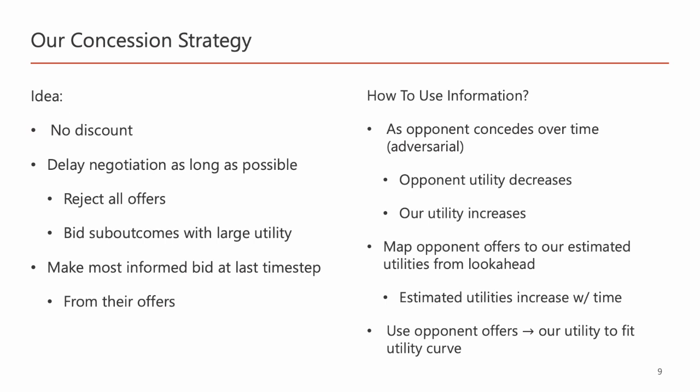But how do we use this information? As the opponents concede over time, they're going to offer bids of decreasing utility. We're also going to make the assumption that the opponent is adversarial, so as the opponent's utility decreases, our utilities will increase. We're going to map the opponent offers to our estimated utilities that we obtained from the look-ahead. What we should see is that our estimated utilities should increase with time according to the bids that they are offering. And we'll use the opponent offers to map to our utility to fit some kind of utility curve.